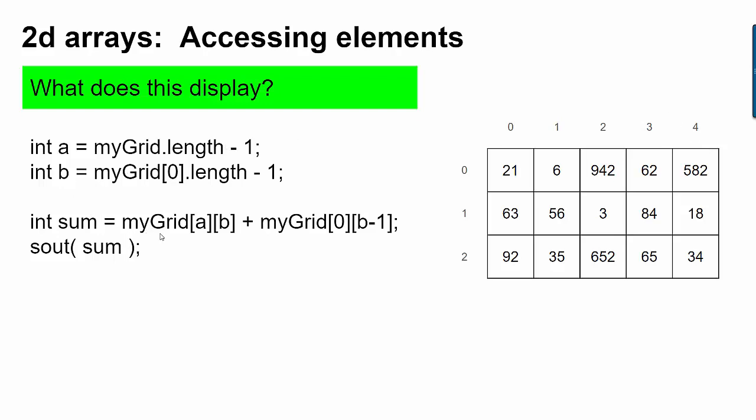So if I want to know where myGrid[a][b] is, a is the location of the last row, b is the location of the last column. So the answer must be 34, because it's the last row here and the last column here. Now we're going to do 34 plus something else. Here I see that we're in row 0, so that's going to be here. And we're in b minus 1, so that's the last column, but then I'm going to subtract 1 from the column to take me here. So that would be 62. So 62 and 34 is 96.